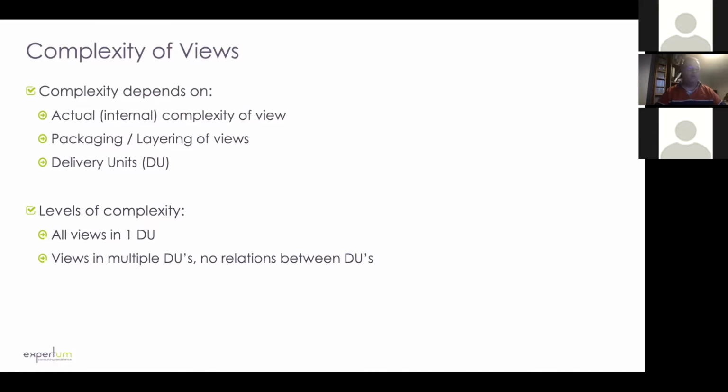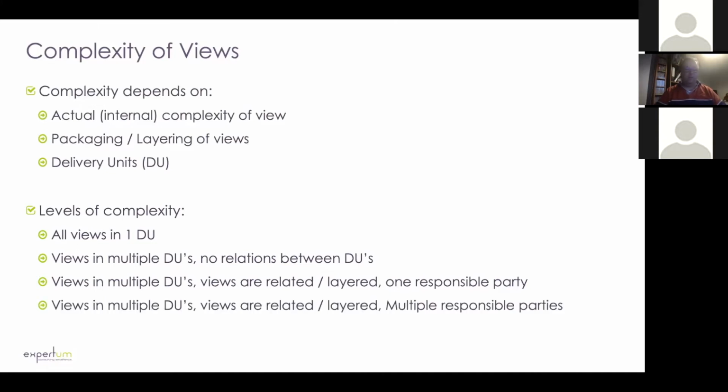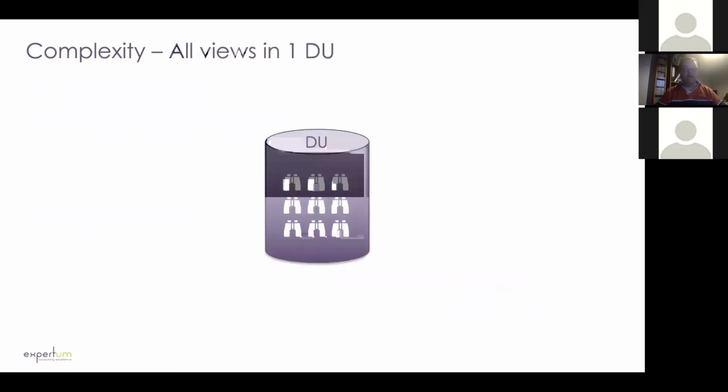If you have multiple delivery units with views in each one of them, but they're not related, also no problem. But then you get multiple delivery views where the views are related and layered, and you have one responsible party. Well, the complexity increases because of the layering of the views and the relations, and the order in which you have to convert these makes it more complex. And then the most complex one in my mind is where multiple parties within an organization are responsible for multiple delivery units. I have visualized this.